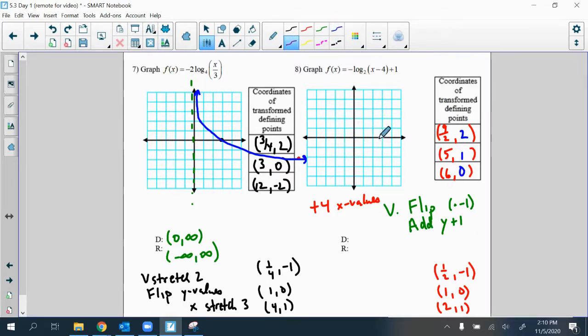So I have these points on the graph, (4.5, 2), (5, 1), (6, 0). And so what I'm going to notice is that my new asymptote is at x equals 4. And that makes sense that my domain is now 4 to infinity, because notice that my typical domain of 0 to infinity got moved to the right 4. Then my range is still going to be -infinity to infinity. And it's basically flipped over from what my typical log graph is, so it looks like this.